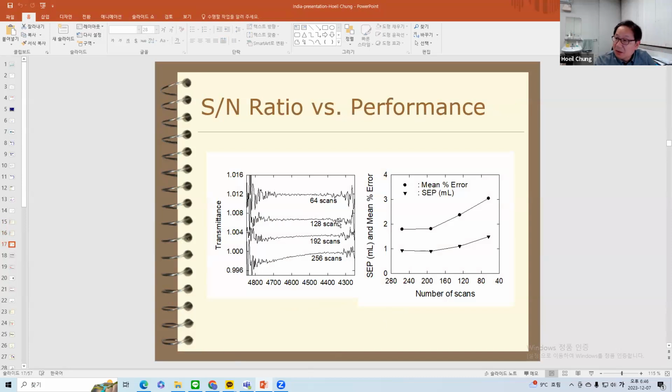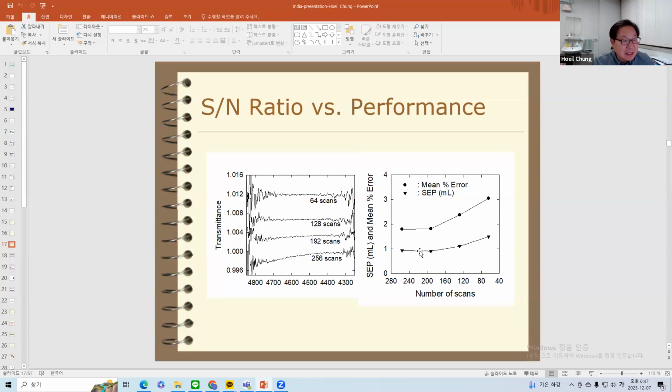In the spectrometer, if you scan more times and average more, noise gets lower. This is a 100% line, which means no absorption. You can see 64 scans, 128, 192, 256 scans, and the noise is getting lower. If we use 64 scans, the error is higher, and if you decrease the noise, the error gets lower. Many people do not think about the signal to noise ratio. A lot of NIR people just measure the spectrum and run the calibration, PLS, deep learning, whatever, and report the result.